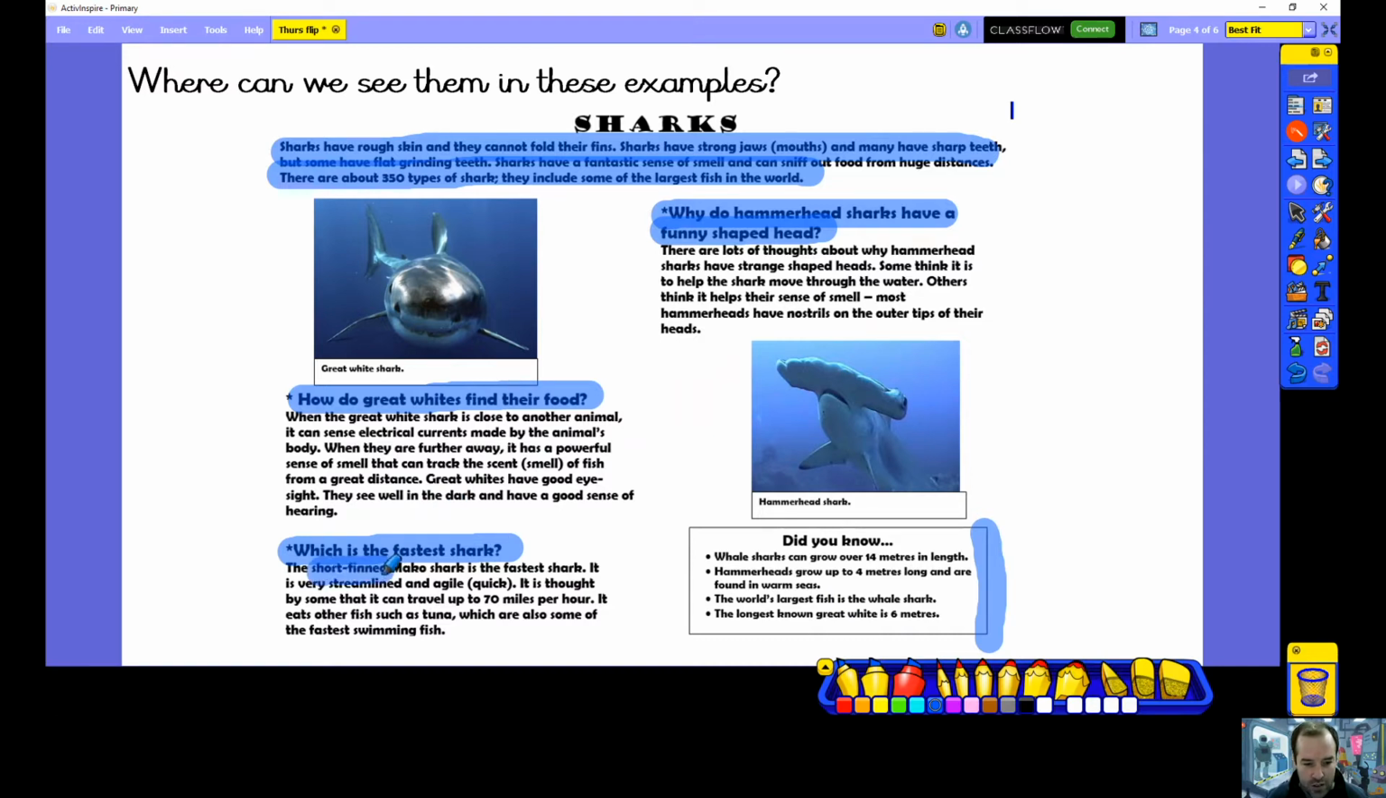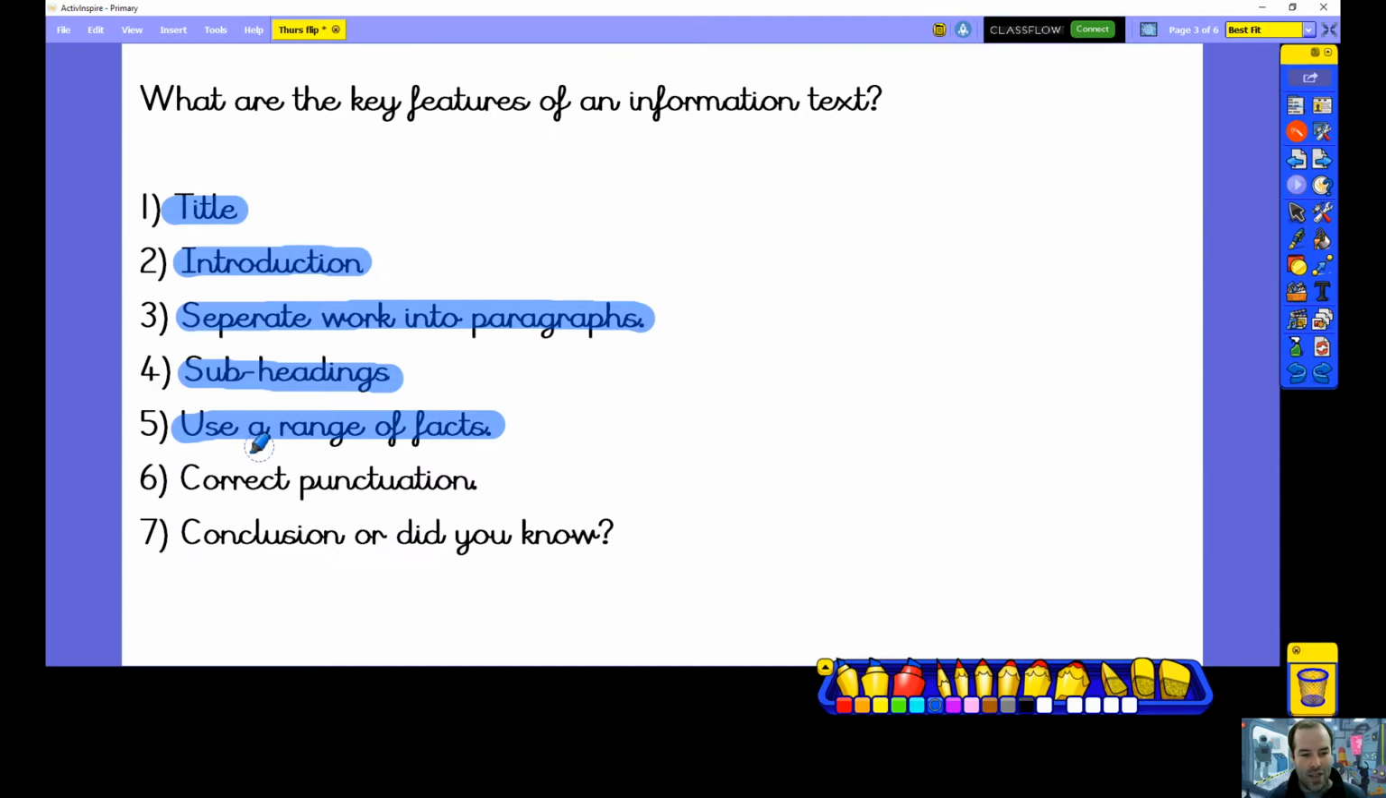For instance, the short-finned mako shark is the fastest shark. It can travel up to 70 miles an hour. You can see these are all facts that they've highlighted. And so this is what you need to get into your writing. You can talk a little bit about your opinion perhaps and give a bit of background, but the vast majority of this writing is all about facts. It's not about your opinion.